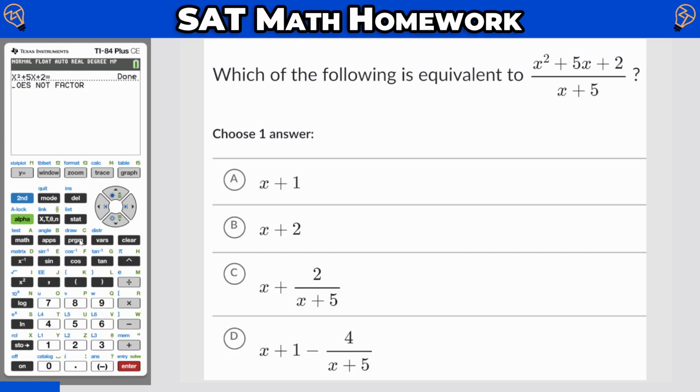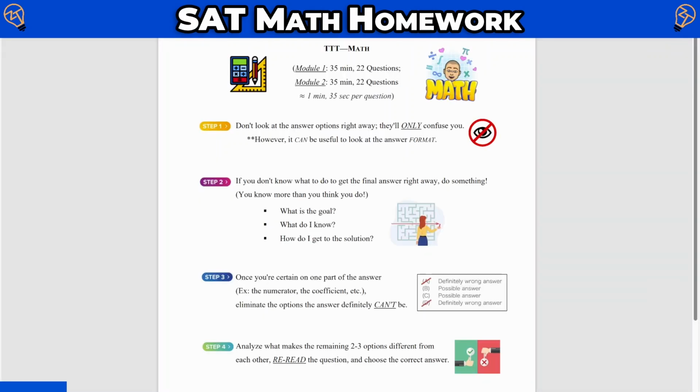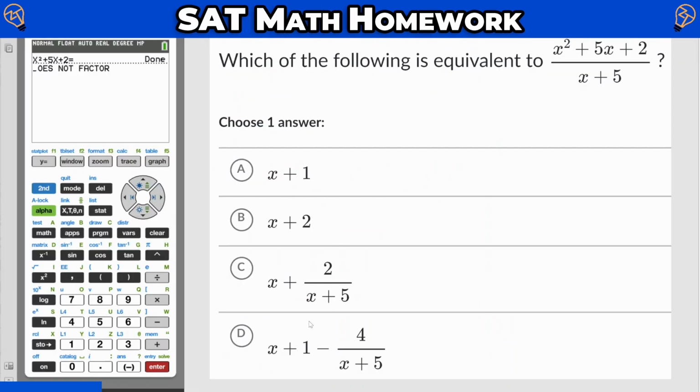Okay, so instead of that, I might then implement our tip of, even though it says don't look at the answer options right away, they'll only confuse you, which is true, it can be useful to look at the answer format to get an idea of the direction we should be going. And notice specifically options C and D, it looks like this is kind of like a remainder at the end. So then I think, okay, let's go ahead and do long division.